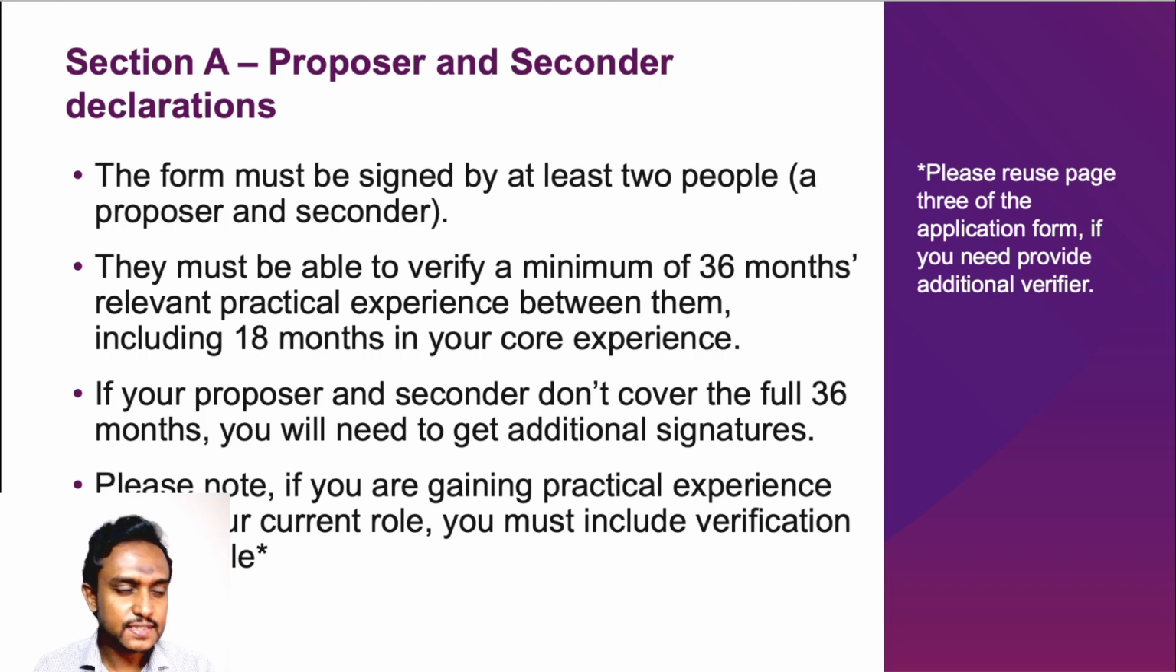If your proposer and seconder don't cover the full 36 months, you will need to get additional signatures. Depending on what exactly covers the remaining months to get to the 36-month target, the people who can verify those pieces of experience must sign off your experience write-up. Please note, if you're gaining practical experience within your current role, you must include verification for this role, which is very easy to do because it's your current role. You have your manager verifying. That is very simple.